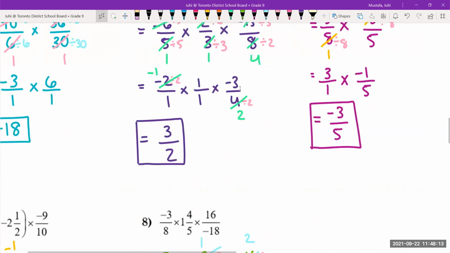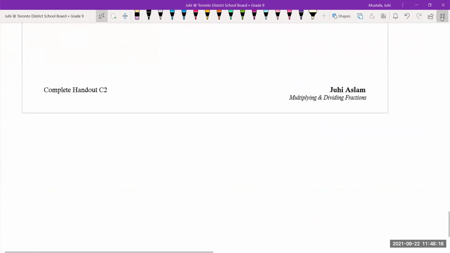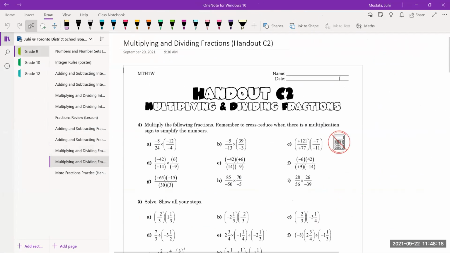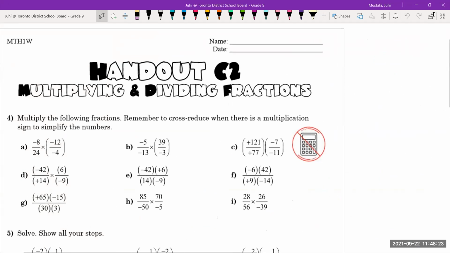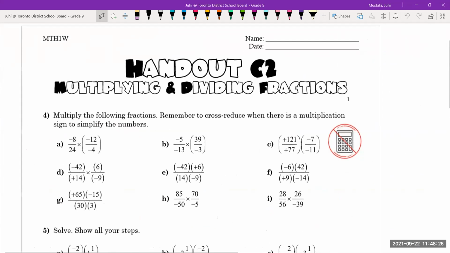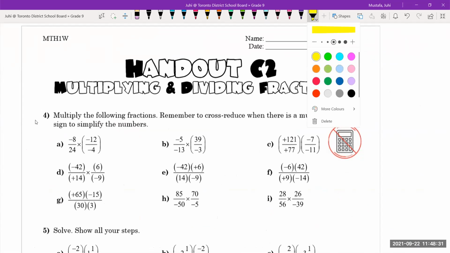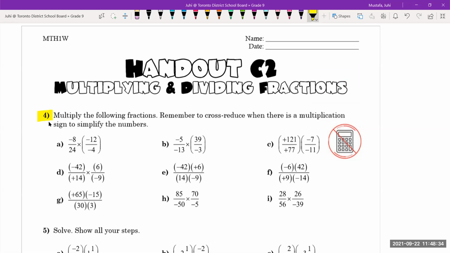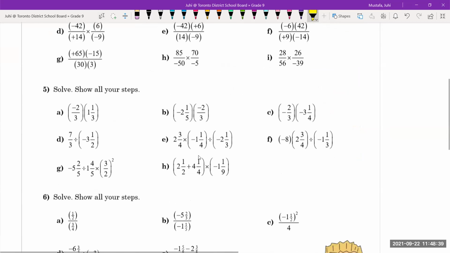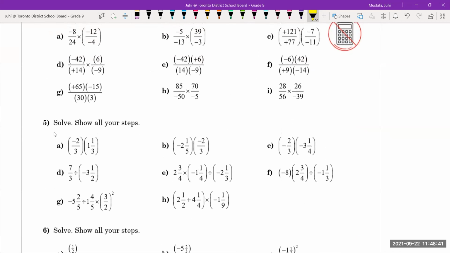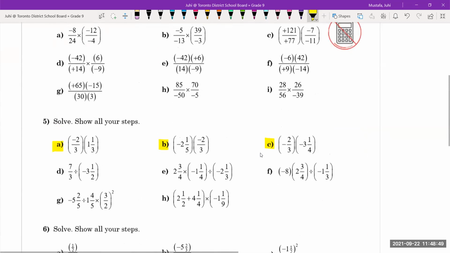Okay, so before I turn off the recording, your classwork or your homework is going to be handout C2. However, this handout has multiplication and division. So circle along with me. I want you to do all of question 4, A through I. And I would like you to do question 5A, 5B, and 5C. Everything else has a division sign, so we will do that after we learn division.